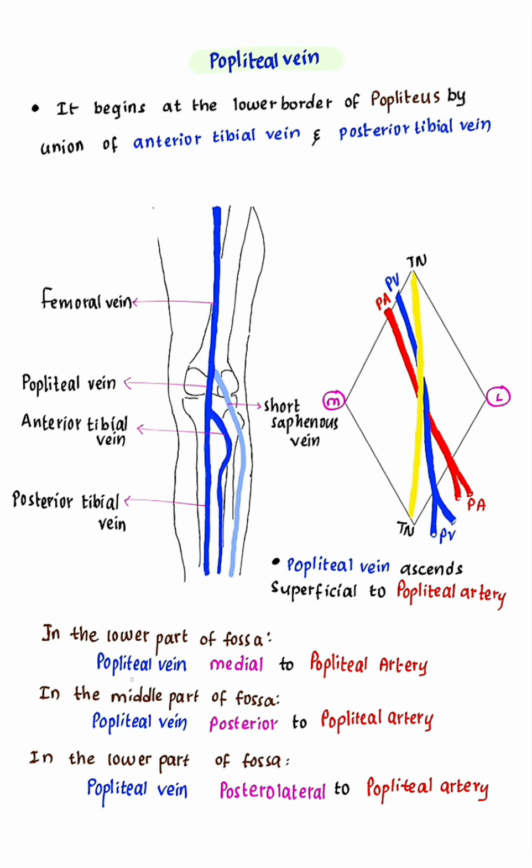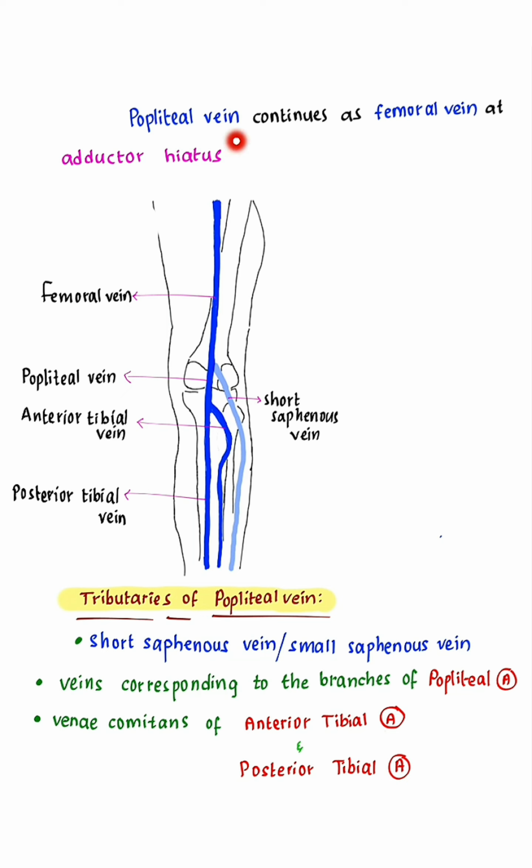In the lower part of fossa, popliteal vein lies medial to popliteal artery. In the middle part, popliteal vein lies superficial to popliteal artery. In the upper part, popliteal vein lies posterolateral to popliteal artery. Popliteal vein continues as femoral vein at adductor hiatus.